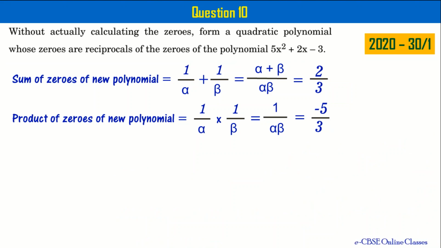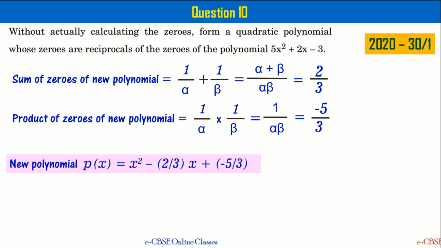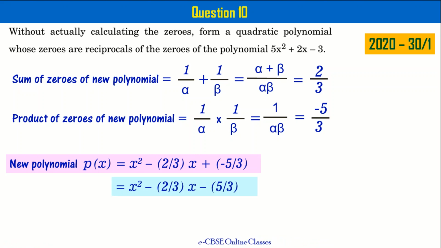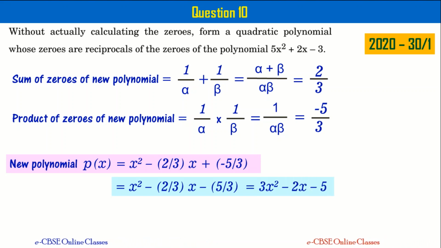And now let's write the polynomial. The new polynomial can be written as p of x equal to x square minus sum of zeros times x, that is sum of zeros is 2 by 3, plus product of zeros, that is minus 5 by 3. So the new polynomial can now be written as p of x equal to x square minus 2 by 3 x minus 5 by 3, right? This can be further simplified and written as 3x square minus 2x minus 5, right?